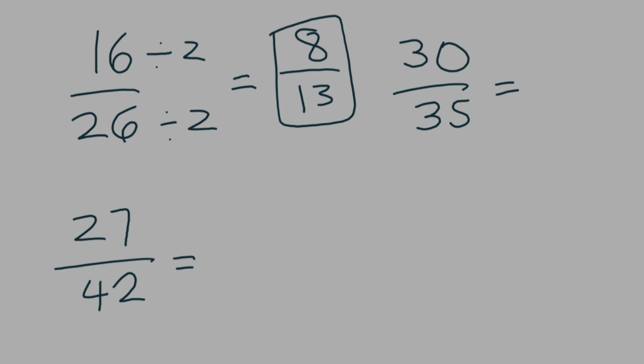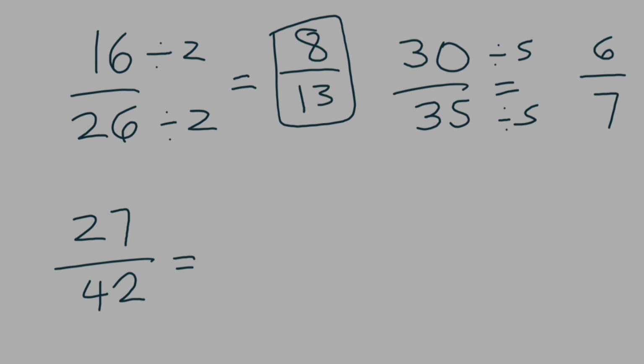Yes, I can. So I'm going to divide the top and the bottom number by 5. So 30 divided by 5 is 6, and 35 divided by 5 is 7. So we got 6 over 7. Okay, let's work on the last problem, 27 over 42.